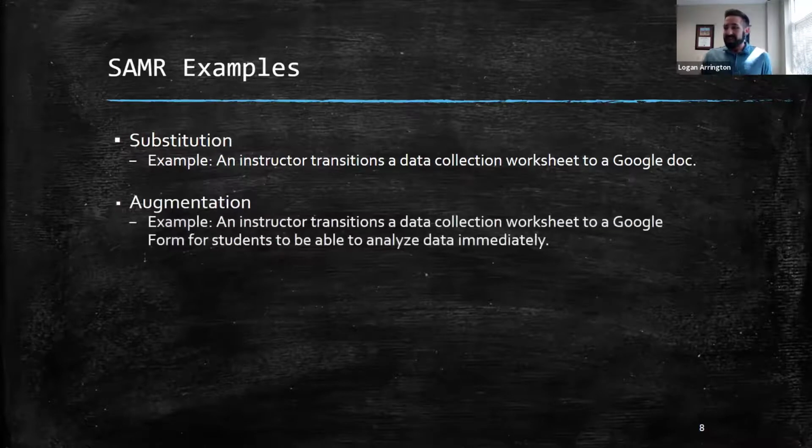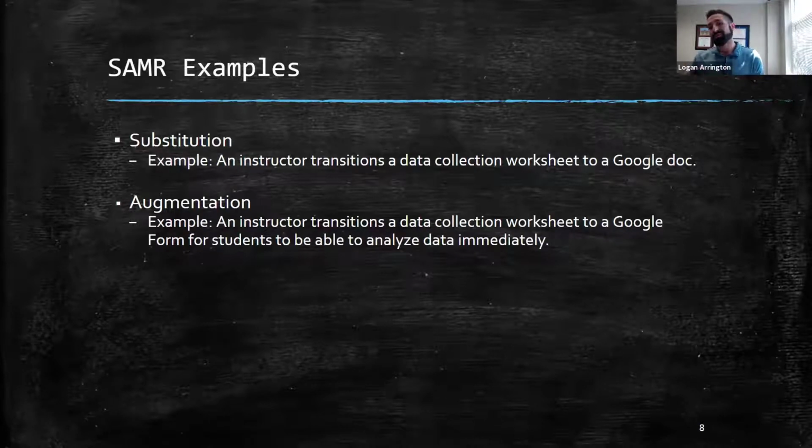So then augmentation. Maybe students are collecting data in a lab and they're inputting their data into a Google Form, which gives them the real-time ability to also analyze that data, right? Looking at things like descriptives and percentages. So you can see it is allowing a little bit of augmentation, where they're now able to look at the whole class's data in one instance, whereas previously they might have just had their own to look at.